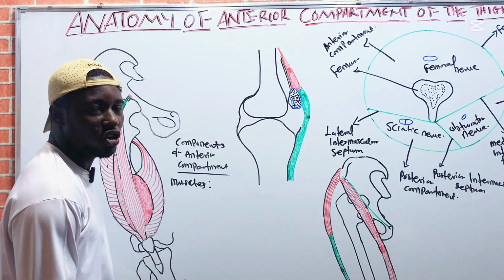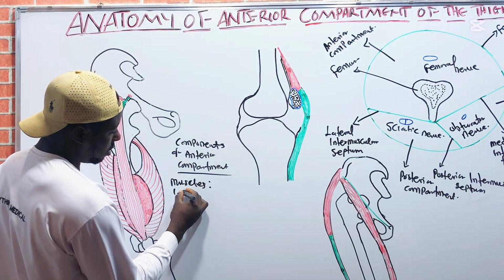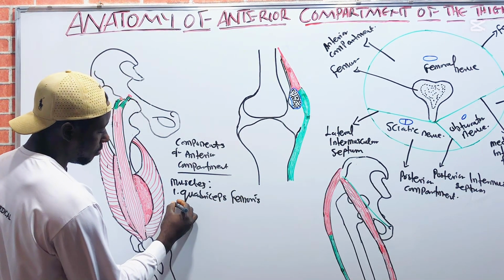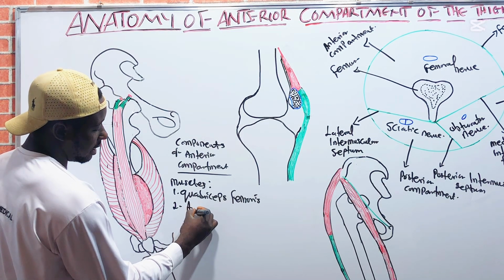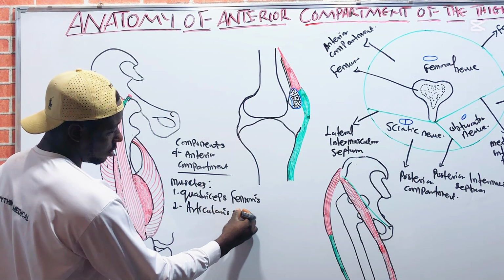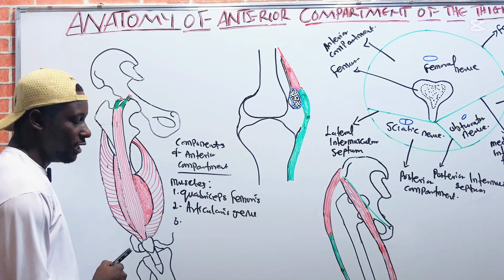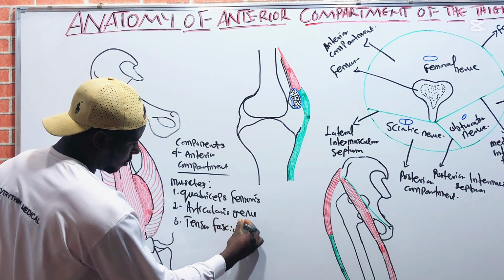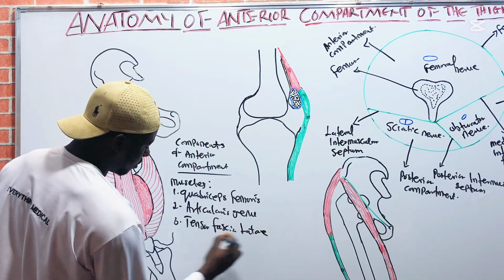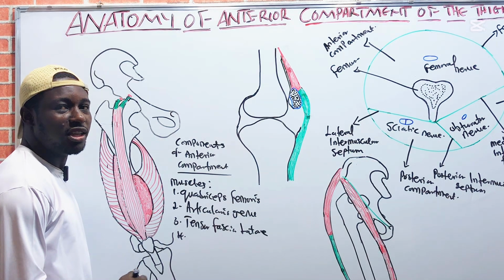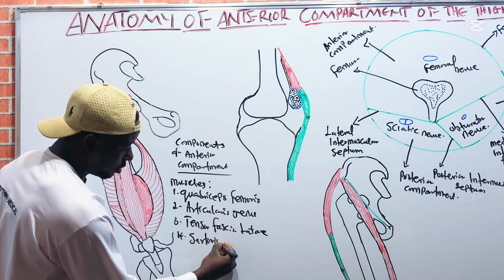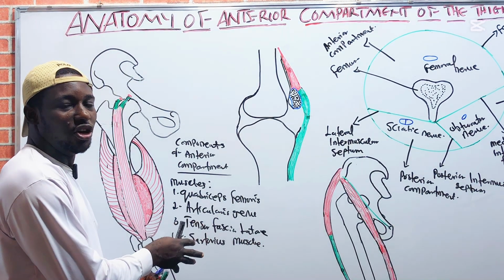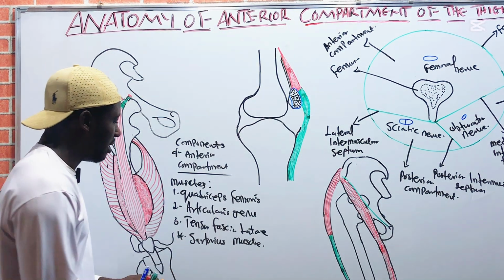What are the muscles that are found in the anterior compartment? Number one is the quadriceps femoris. Number two is the articularis genu. Number three is the tensor fasciae latae. Number four is the sartorius muscle. So these are the muscles found in the anterior compartment of the thigh region, which can be called the extensor compartment.